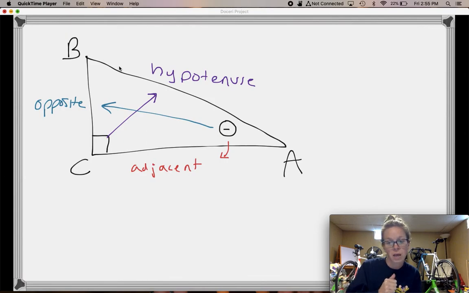I should also say, you are never allowed to focus on the right angle. So that C angle, it already has a really important job. We cannot place our focus there. So we can either use the A or the B angle, but never the right angle. Okay? So then, once we have this set up, there are three trig ratios that we're going to talk about today. The first one is called sine.